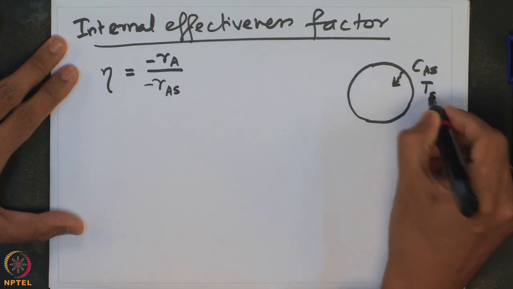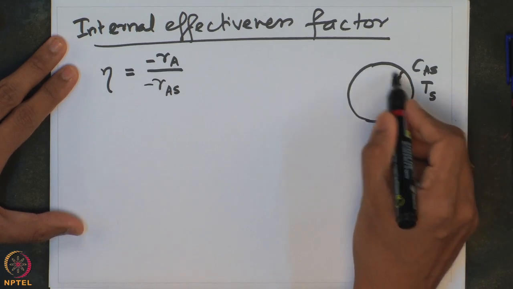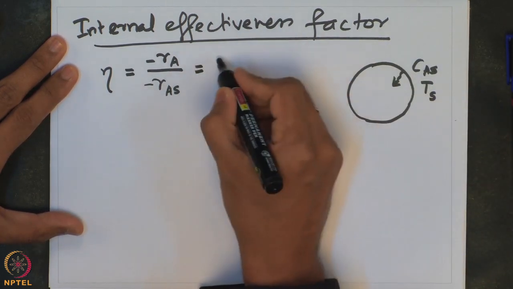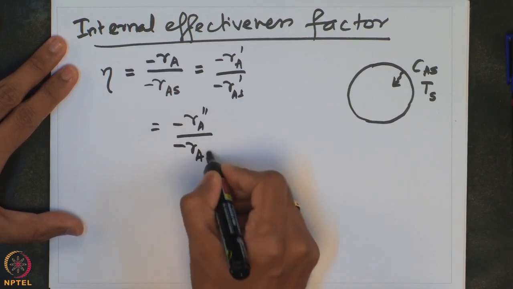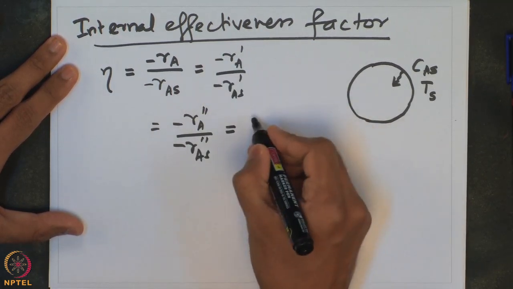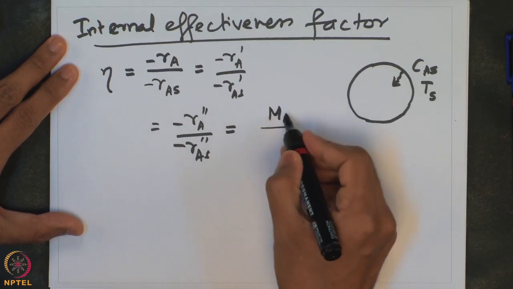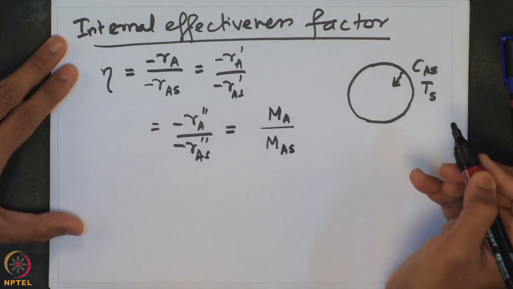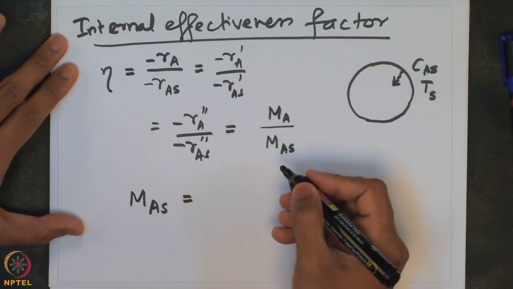Suppose the temperature of the surface is Ts, then one can say that RAS is the rate at which the reaction happens if every location inside the catalyst pellet is at the surface concentration and surface temperature. We also observed that this is equal to minus Ra prime by minus RAS prime, and that is also equal to minus Ra double prime by minus RAS double prime, which is basically rate based on the density of the catalyst, and this is rate based on the actual surface area which is available for reaction. That should be equal to the moles of species consumed per unit time divided by the moles of the species that would be consumed if the concentration and temperature everywhere inside the pellet were those of the exterior pellet surface conditions.